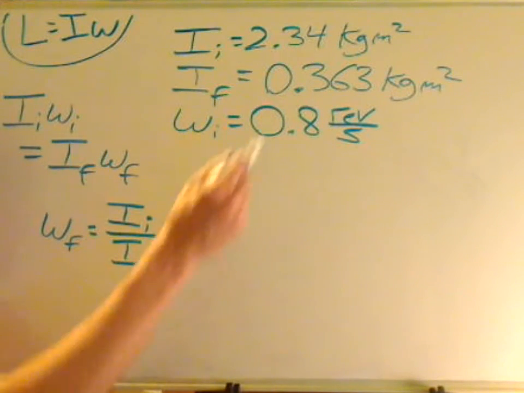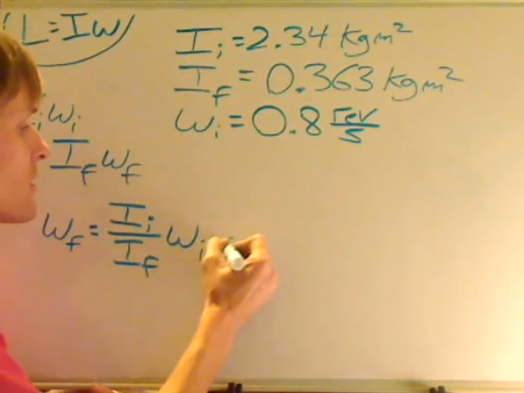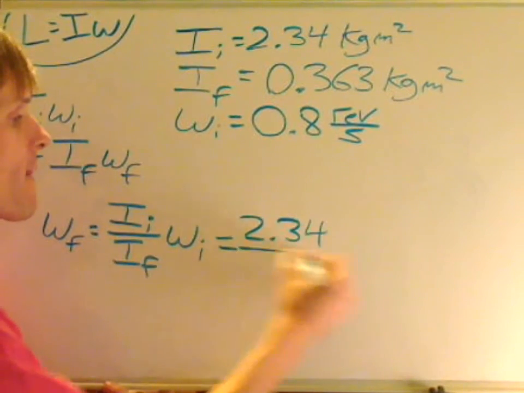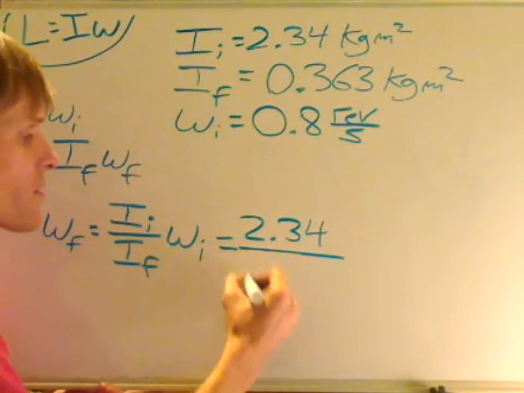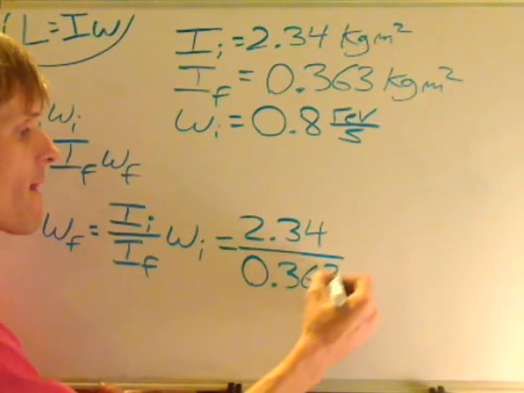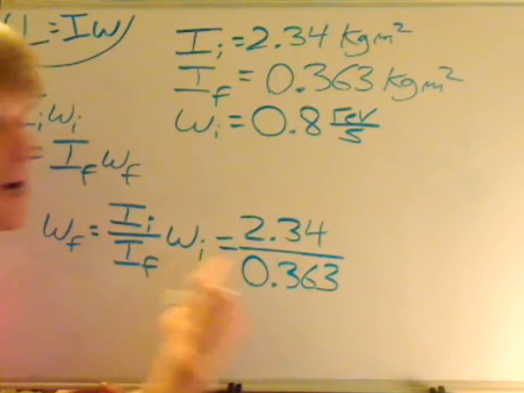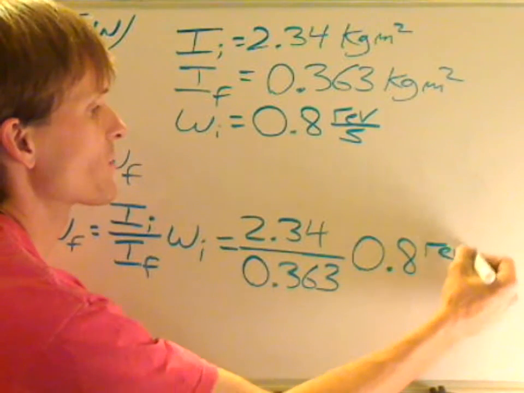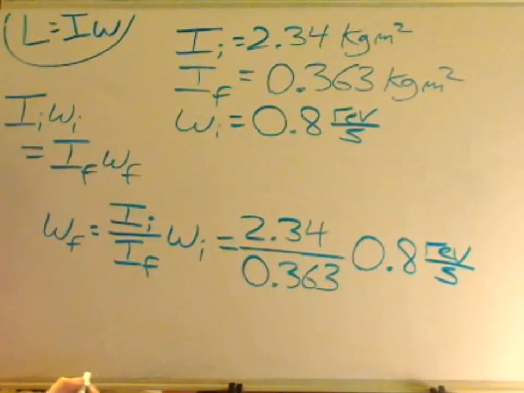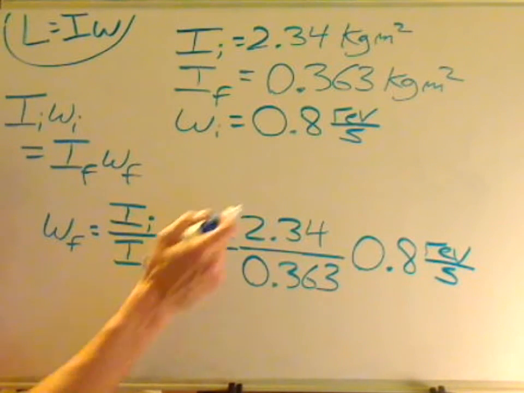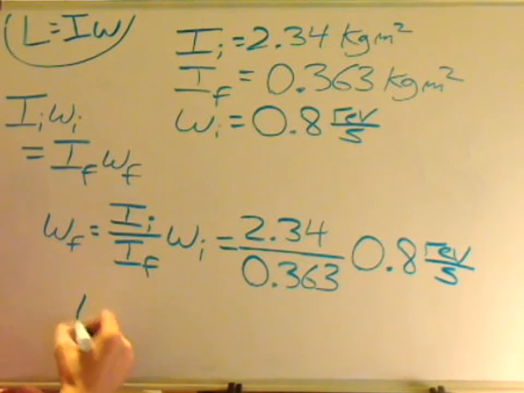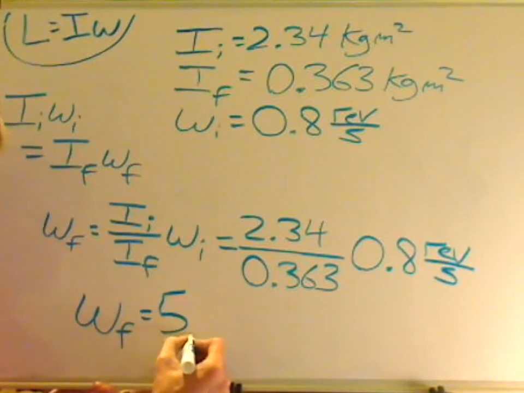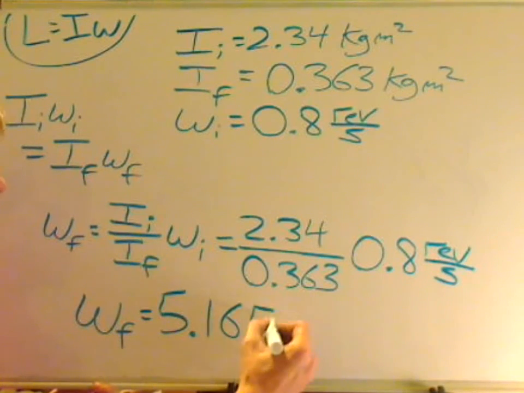Okay? So we can plug these values in now. Initial moment of inertia is 2.34. Final moment of inertia is 0.363. And our initial angular velocity is 0.8 revs per second. Okay? So you do this calculation, and the number you get for the final angular velocity of the skater is considerably larger than when it started, 5.16 revs per second.